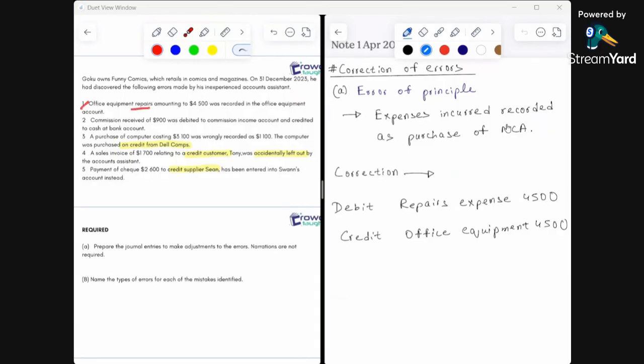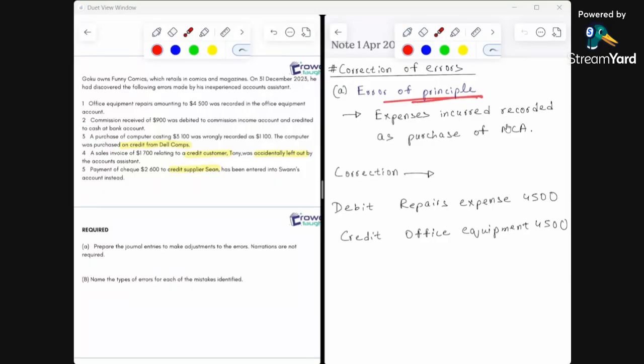Office equipment repairs amounting to $4,500 was recorded in the office equipment account. When we think of office equipment repairs, this is basically an expense which we have incurred, specifically known as the repairs expense. But we ended up mistakenly recording this in the office equipment account, which is a non-current asset account. As you can see, expenses and assets are different categories to each other. All right? When we make mistakes, which involves recording the transaction in a different category, that's when we can classify that as an error of principle.